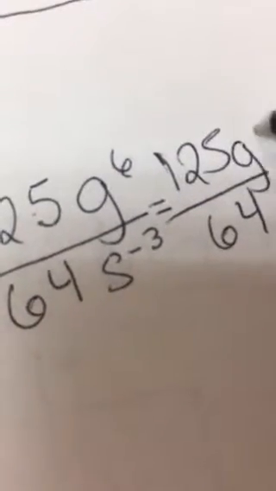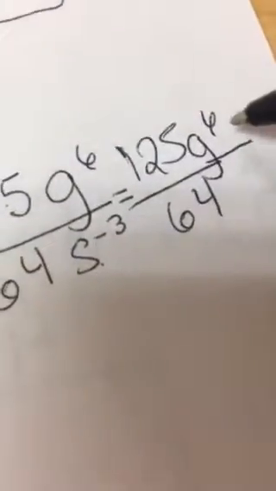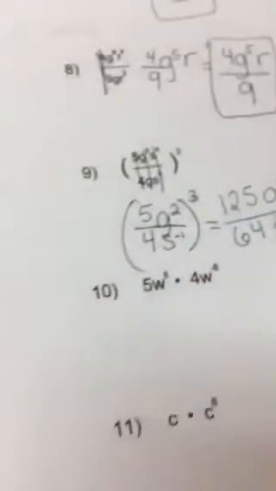And then g to the 6th power is fine. I don't like this s to the negative 3, so I'm just going to move it up so it becomes a positive 3, and this becomes the solution for number 9.